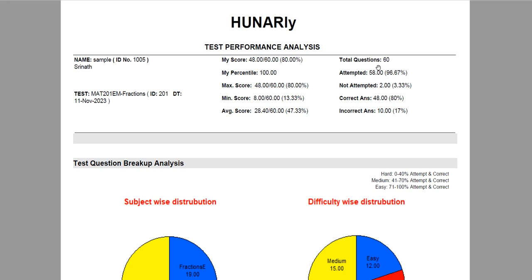And after that is the total score, the number of questions attempted, the number of questions not attempted, correct answers, and the incorrect answers that the child has attempted.